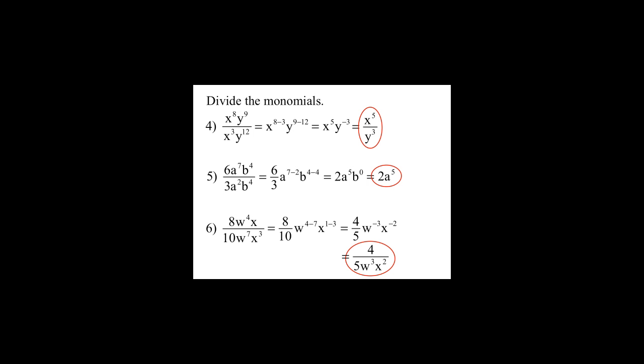I better go back. Last one, number 6, is 4 over 5w to the 3rd x squared. All right. Power to the power with negative exponents. Remember, when we have a power to the power, we multiply the exponents.